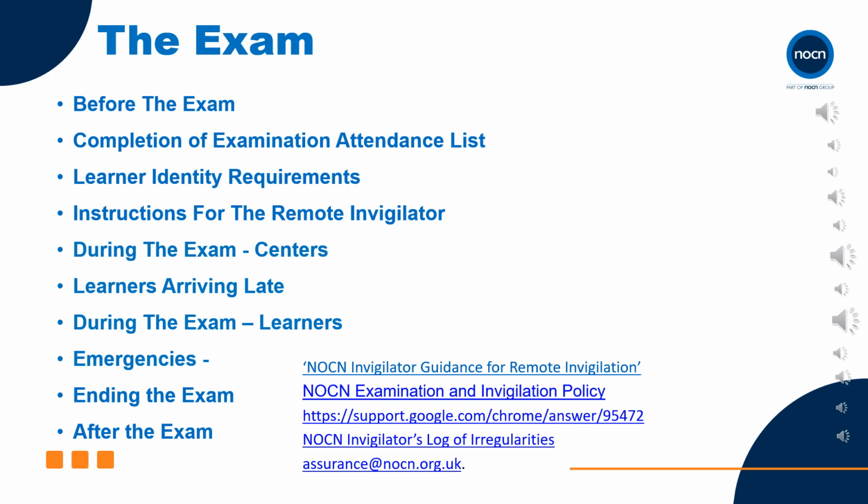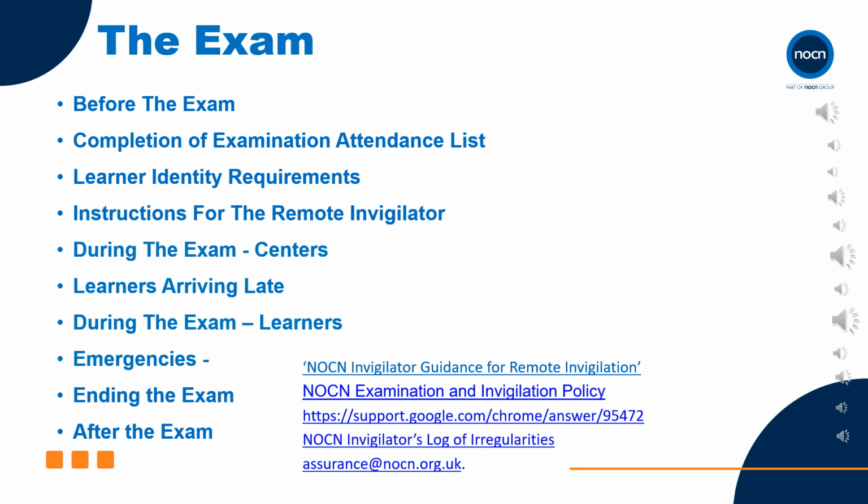To ensure invigilators fulfil the requirements of the required identity checks, NOCN recommends that invigilators use a script which follows the format of them stating the centre number, centre name, their role, for example the invigilator, the date of the assessment, what assessment is taking place, and what technology is being used. The invigilator should also ask the learner to state their name and present their identification. Records of identity checks completed must be recorded on the examination attendance list.